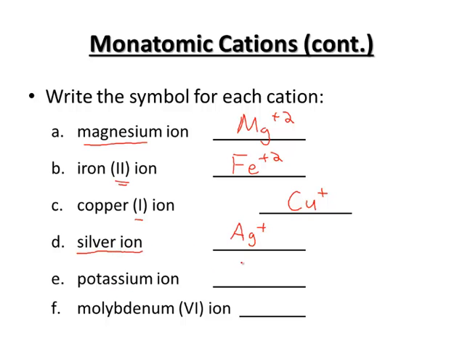Potassium, part of group 1, will have a +1 charge. And molybdenum, our VI, is a +6. So molybdenum, Mo with a +6 charge. There are a lot of different charges molybdenum can be.